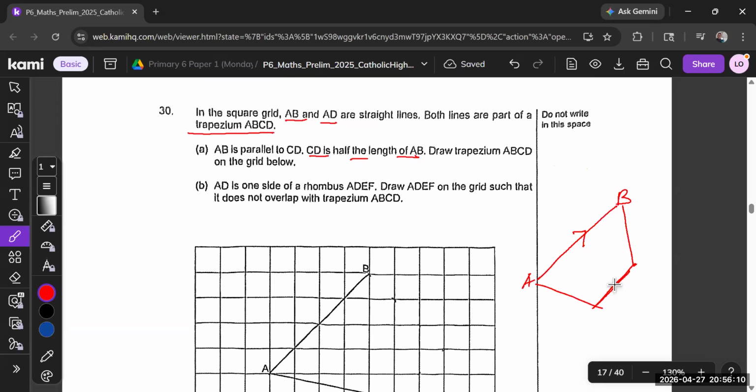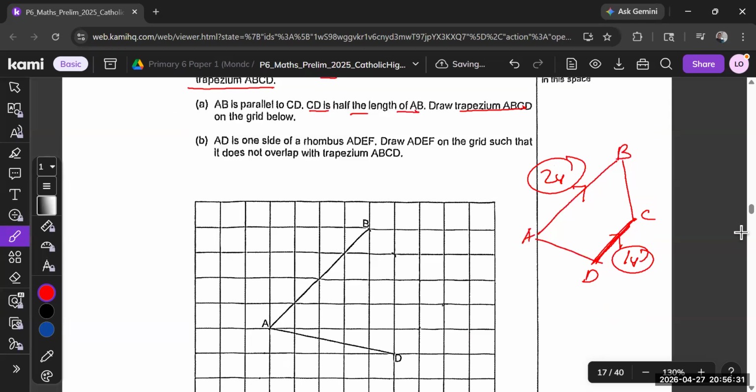AB is parallel to CD, right? And CD is half. Half means you can call it 1 unit, and AB must be twice, 2 units. Okay, 2 times, 1 time. So can you draw this trapezium? Easy already. Once you understand the sketch, what's the next step? How long is this line? By now you should be able to tell me how long this line is.